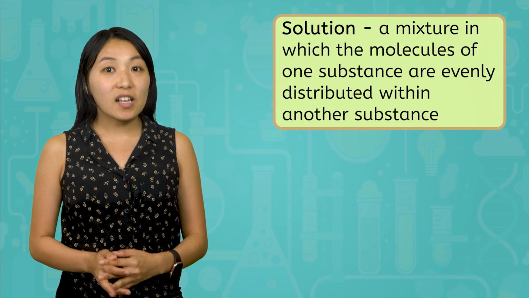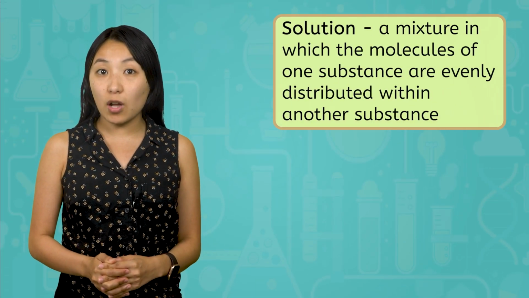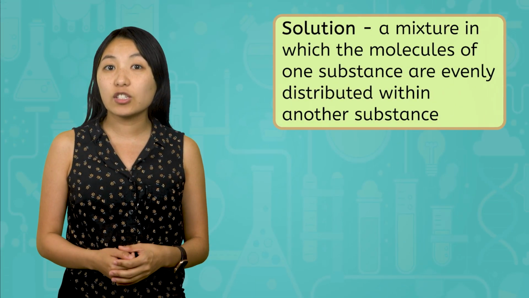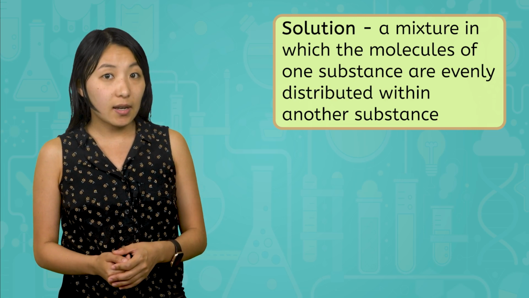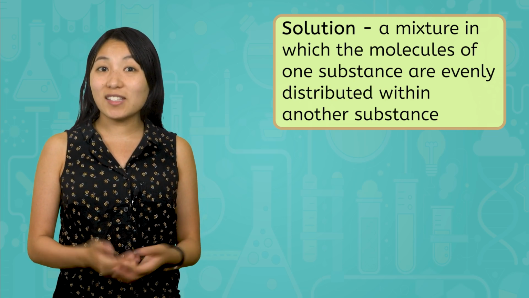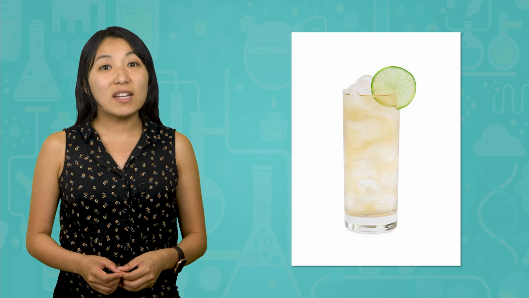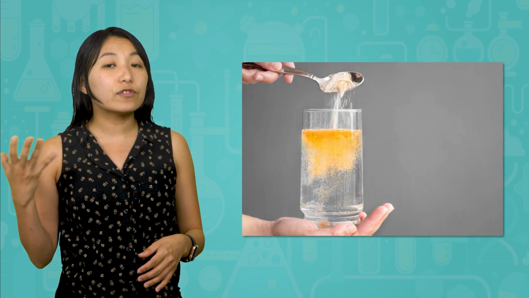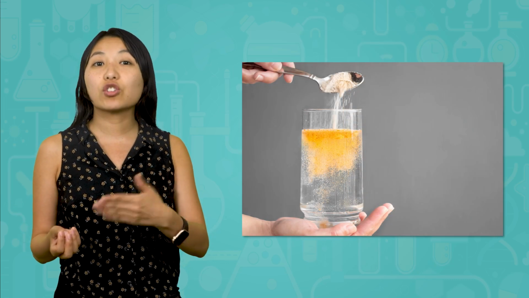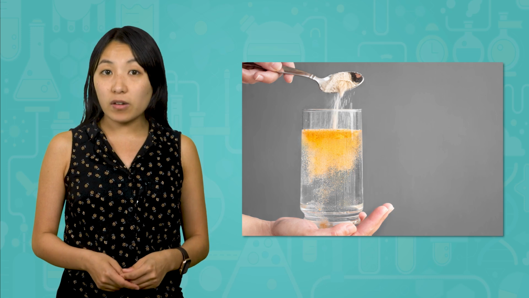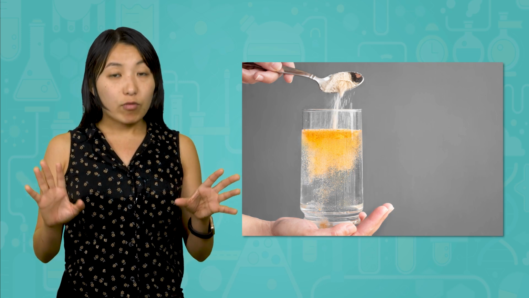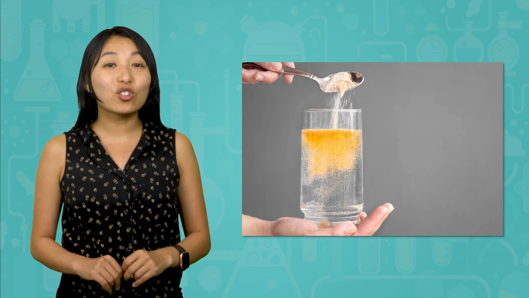Remember, scientists, a solution is a mixture in which the molecules of one substance are evenly distributed within another substance. A common example of a solution is lemonade. One way to make this is by adding a lemonade-flavored powder into water and stirring thoroughly. These two parts, the powder and the water, represent two key parts of a solution.